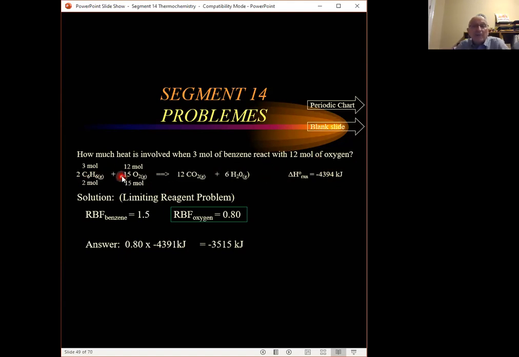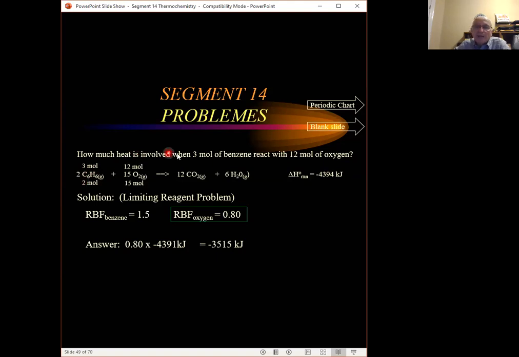Okay, now, how much heat is involved when 3 moles of benzene? So I write over the benzene 3 moles. That's what's given in the problem. I look at the balanced equation, it's showing 2 moles. So I write under the benzene 2 moles. This is what's shown in the balanced equation. The problem has 3 moles, the equation is showing 2 moles.